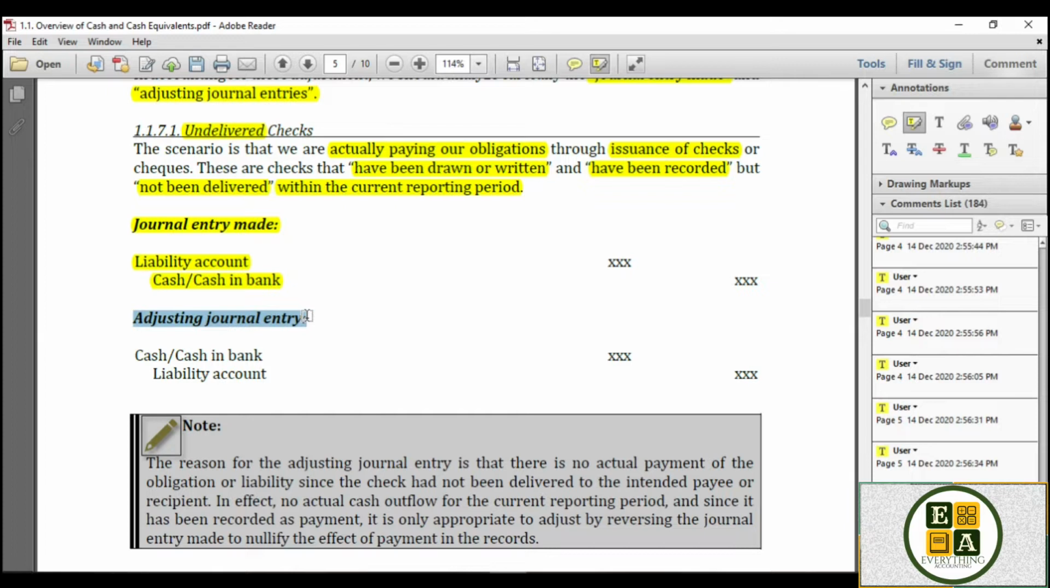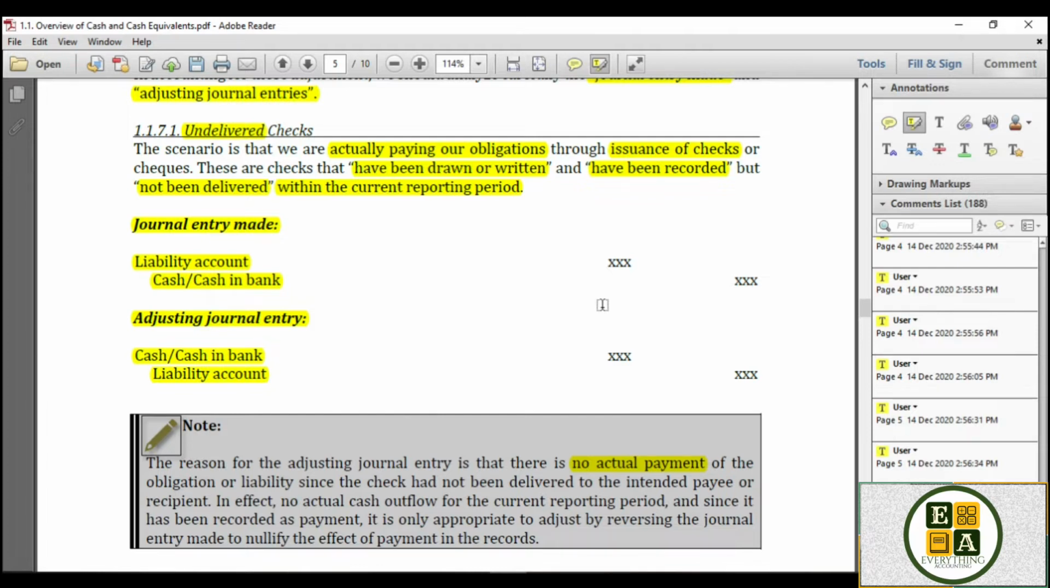What is our adjusting entry? Yung suggestion is to reverse the journal entry made. So, establish lang yung cash na kuno binayad, then re-establish lang yung liability na kuno na bayaran. Okay? Again, what is the general reason bakit ganito? Kasi yung reason sa adjusting journal entry natin is no actual payment na nangyari. Although sa record natin, bayad tayo, nagbayad.